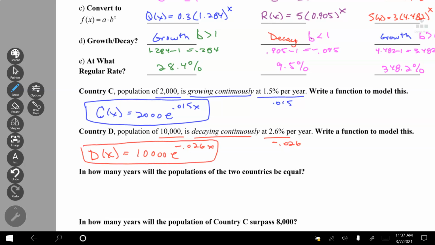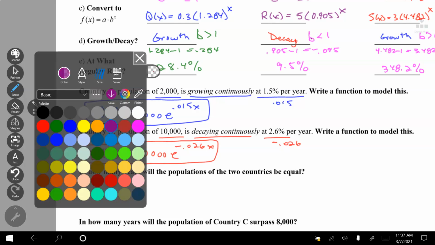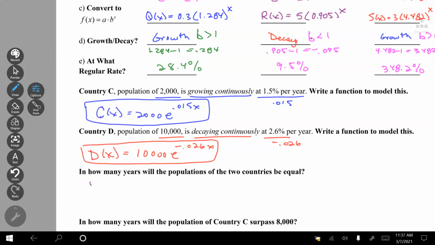Those are my two equations. Then I ask, when are these two countries going to be equal? So I'm going to go to my calculator in a minute. I'm going to put y1 as 2,000 e to the 0.015x. y2 will equal 10,000 e to the negative 0.026x.